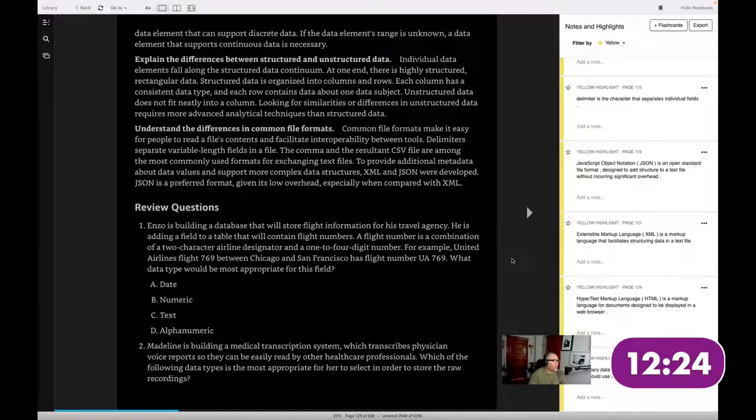So if the data element range is unknown, a data element that supports continuous data is necessary.